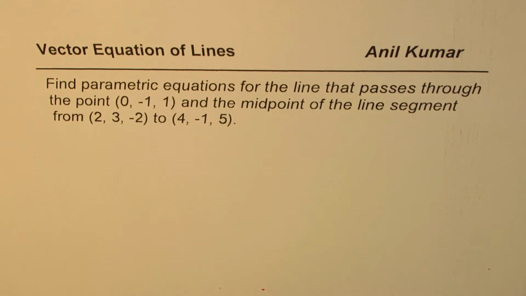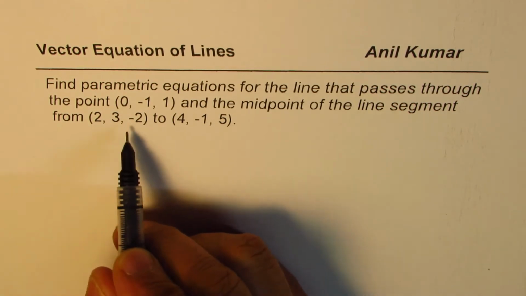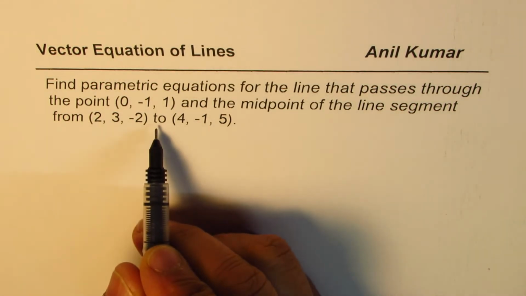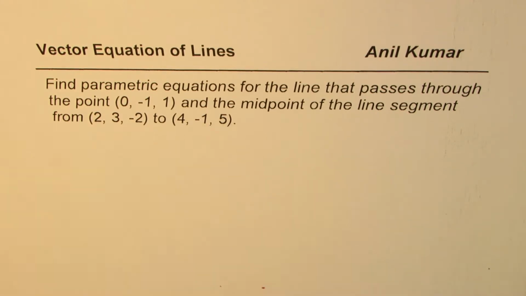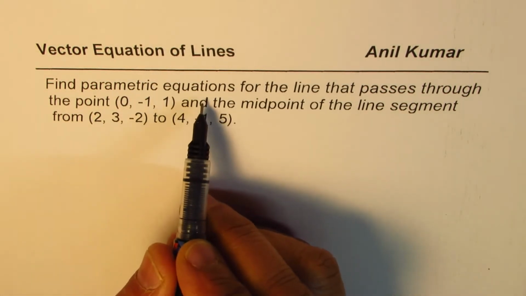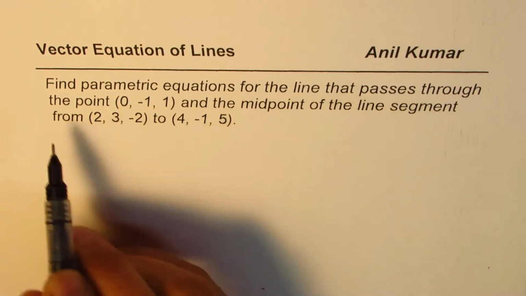The question here is, find parametric equations for the line that passes through the point (0, -1, 1) and the midpoint of the line segment from (2, 3, -2) to (4, -1, 5). Right? So that is the question for us. We need to find the parametric equation for the line that passes through this point.